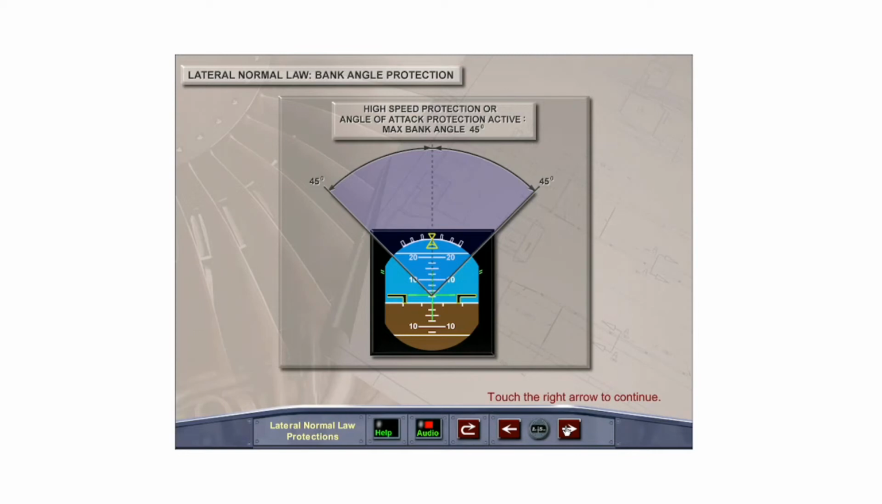When high speed or angle of attack protection is active, the maximum angle of bank is limited to 45 degrees. If the side stick is released to neutral, the aircraft will return to and maintain wings level.